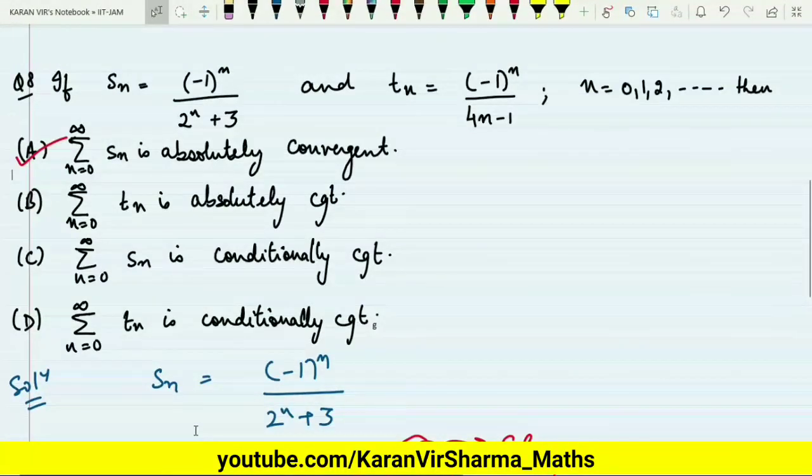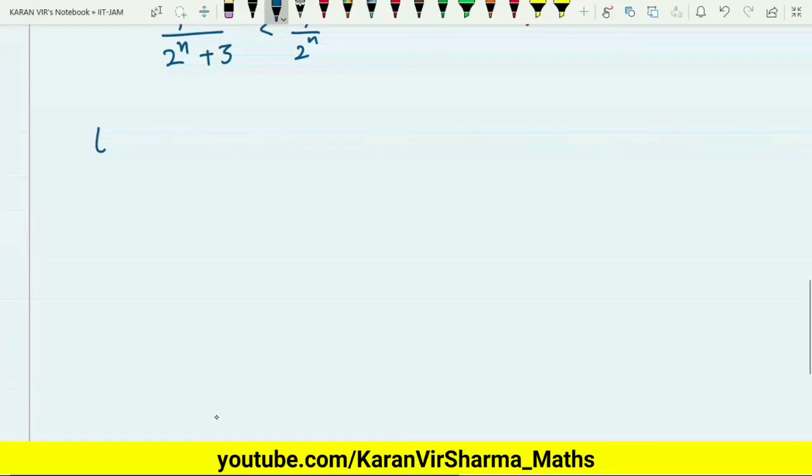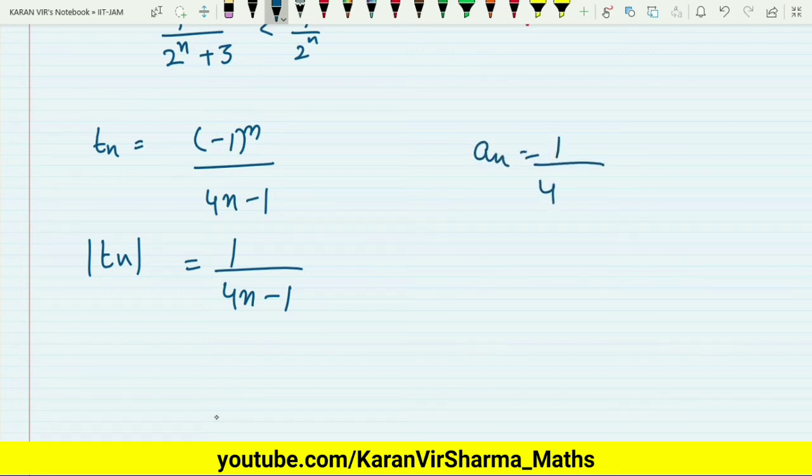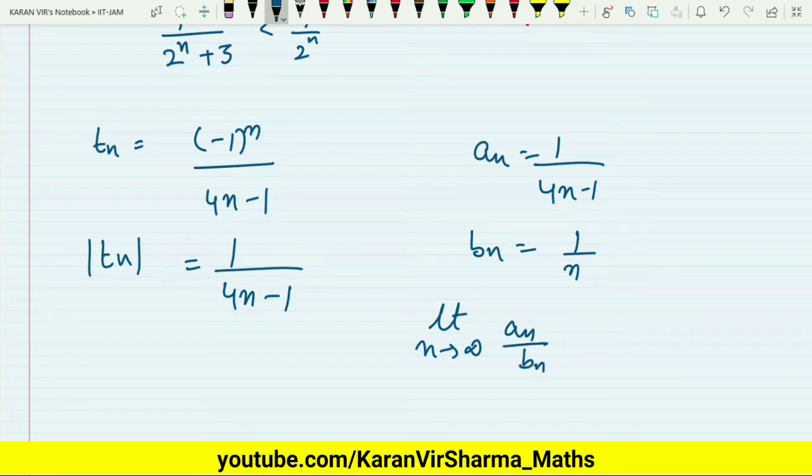Now moving to Tn. Tn is given to be (minus 1) to the power n divided by 4n minus 1. So if we take the modulus of this, you will get 1 over 4n minus 1. Fine. Now you can apply any of the tests. If I consider this term as an, which is 1 upon 4n minus 1, and I consider bn as 1 by n, and I take limit n tends to infinity an divided by bn, what we get is 1 over 4n minus 1 into n. Fine. And when you take limit n tends to infinity, this comes out to be 1 by 4. So this comes out to be L.